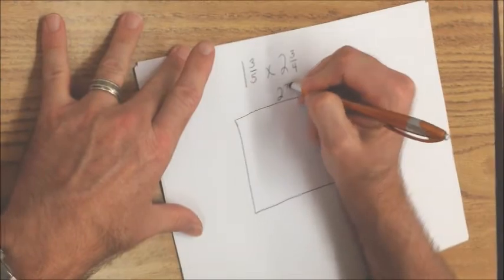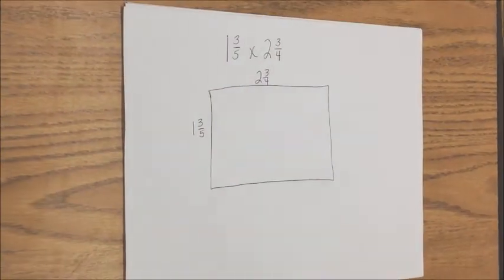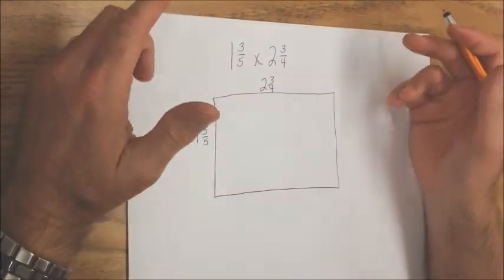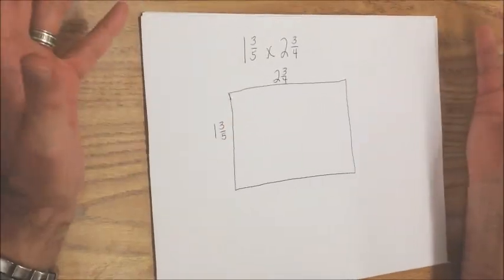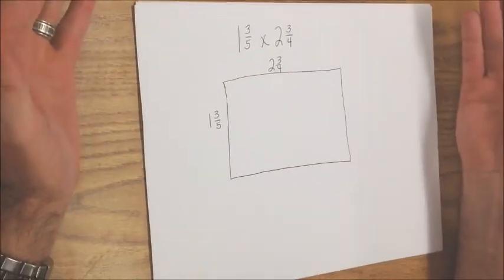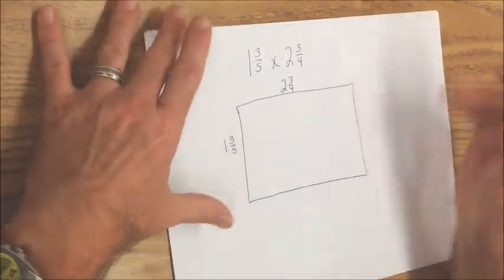So I'm going to put 2 3/4 here, my 1 3/5 here, and you may be connecting this to whole number multiplication if you're wanting to find the area of a floor or something like that. You would know what to do with whole numbers, so we're doing the same idea here with mixed numbers. So I'm going to begin with one group of 2 3/4.